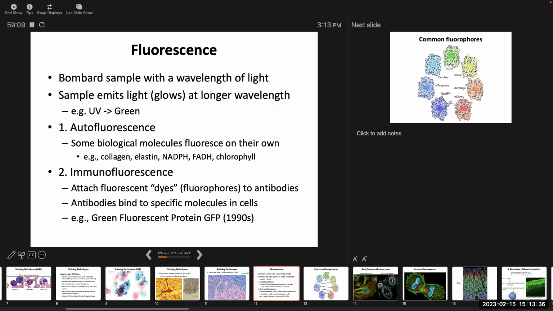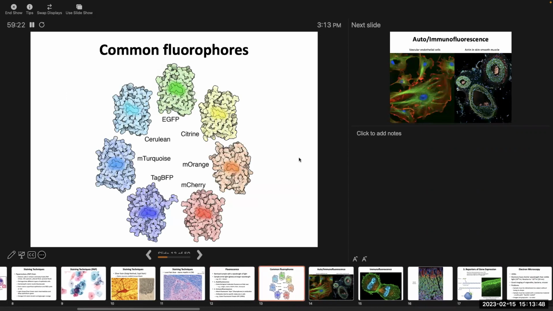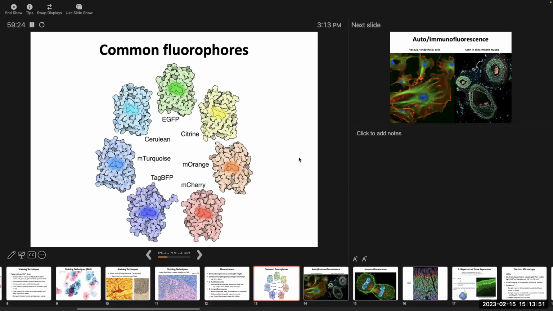Turns out it's a very tiny little protein that's really easy to manufacture, and then you can add it to an antibody and then target certain molecules in the cell. There are now other fluorophores that are very common. So there's your GFP up at the top, but there are yellow ones and orange ones and red ones and blue ones and turquoise ones.